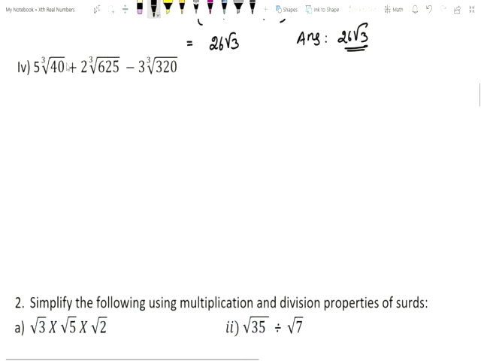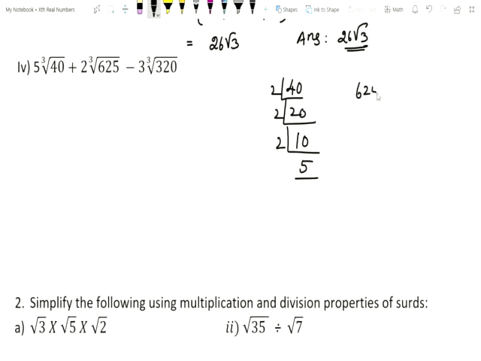5 cubic root of 40 plus 2 cubic root of 625 minus 3 cubic root of 320. And this also you have to split like this. So first you take 40, divide by 2, what will you get? 20. Again by 2, 10. Again by 2, 5.